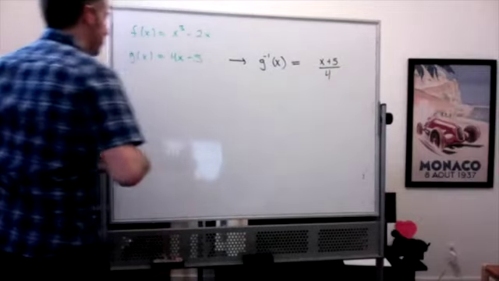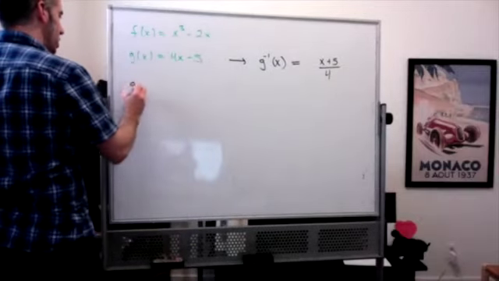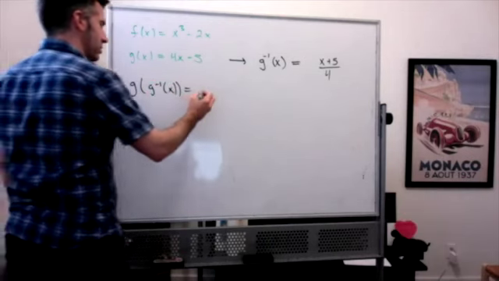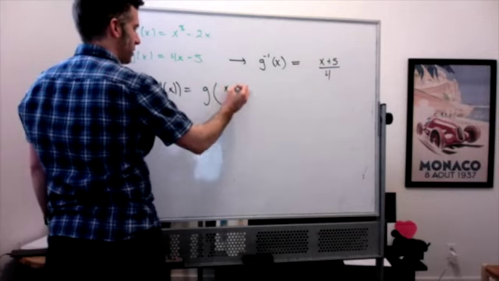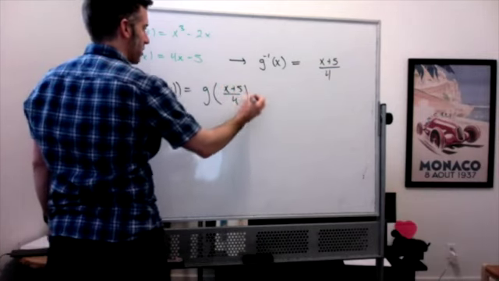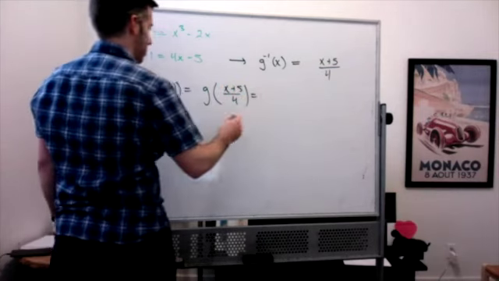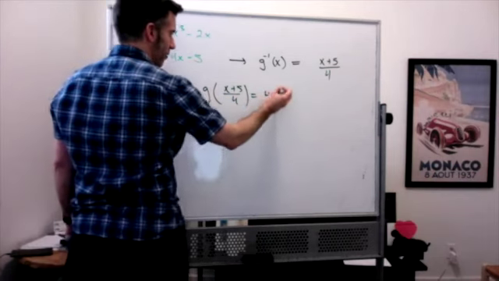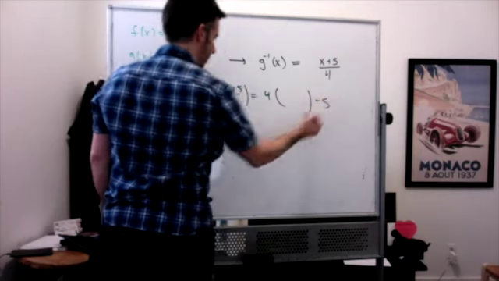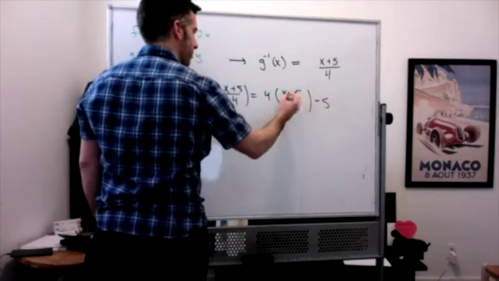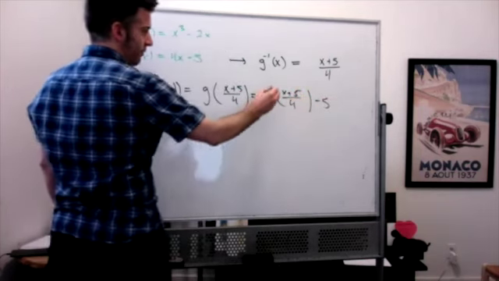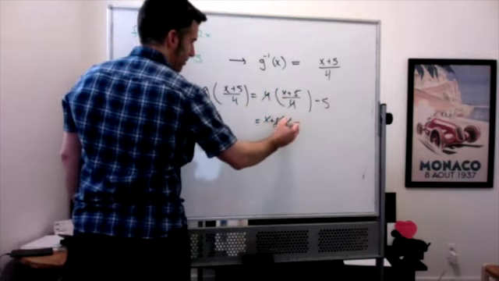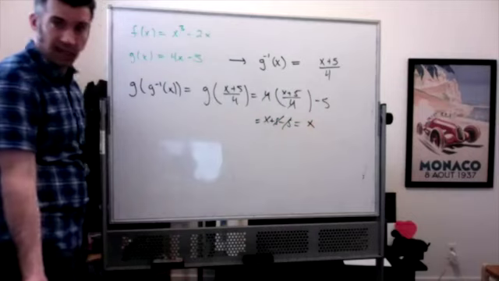So here, g of g inverse of x is equal to g of x plus 5 over 4, which is equal to, well, now g of x is 4x minus 5, so g of some stuff is 4 times your stuff minus 5. But the 4's cancel, and then you get x plus 5 minus 5, and the 5's cancel. So you just get x.